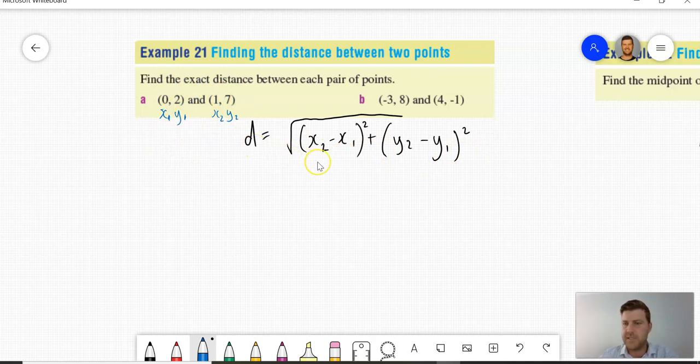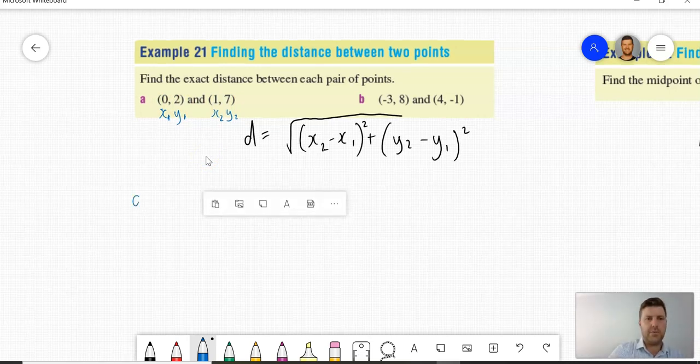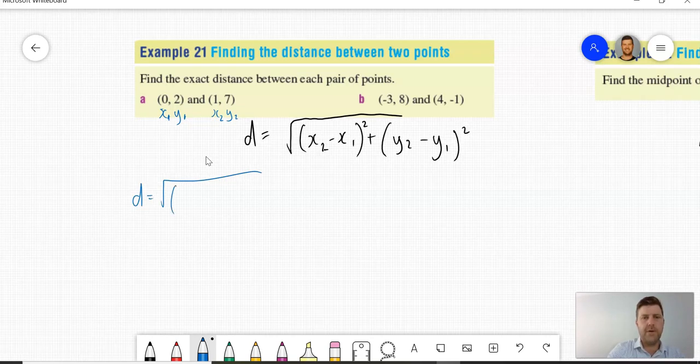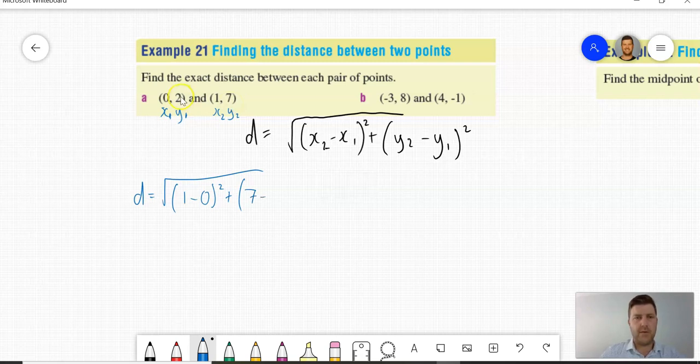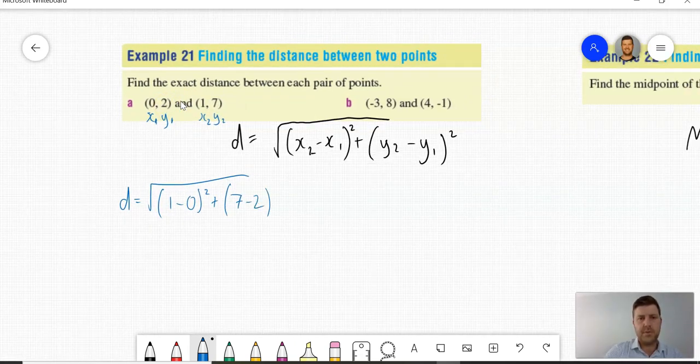Okay, so this is the distance formula. As you can see, it's a variation of Pythagoras' theorem. So the distance between these 2 points, (0, 2) and (1, 7), is equal to the square root of, instead of x2, I'm going to use the number 1, and instead of x1, I'm going to use the number 0, all squared, that's from the formula, and then I'm going to add y2, which is 7, take y1, which is 2, again all squared.